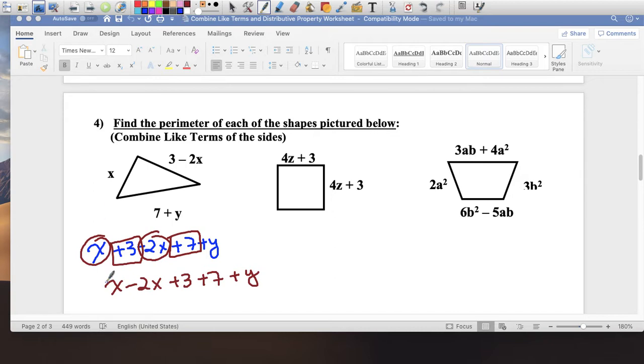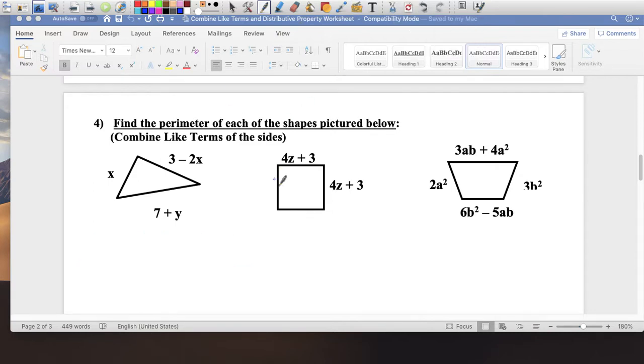When I combine, again, if you like, you can put a 1 over here. So what's 1 minus 2? It's negative 1x. 3 plus 7, they're both positive, right? So that becomes positive 10. And the positive y. So the perimeter is described by that expression right there.